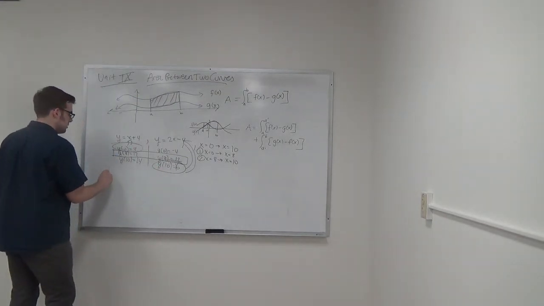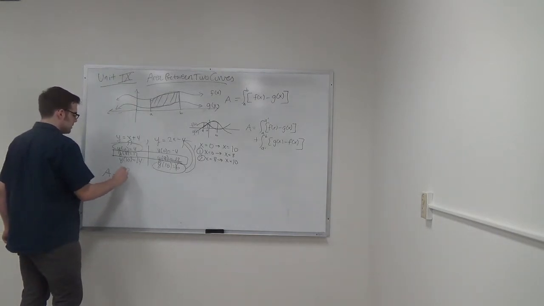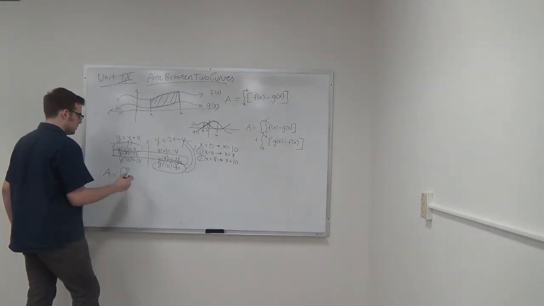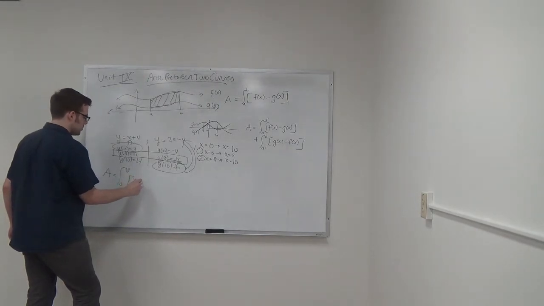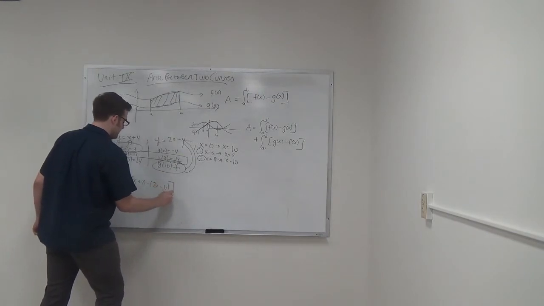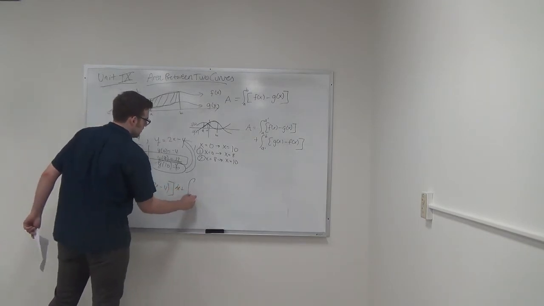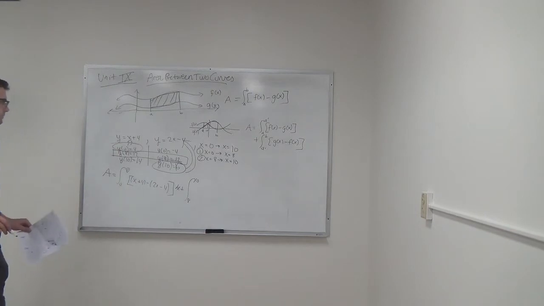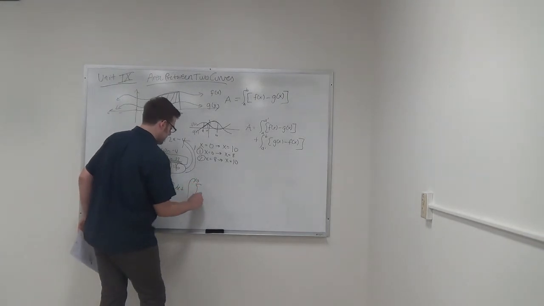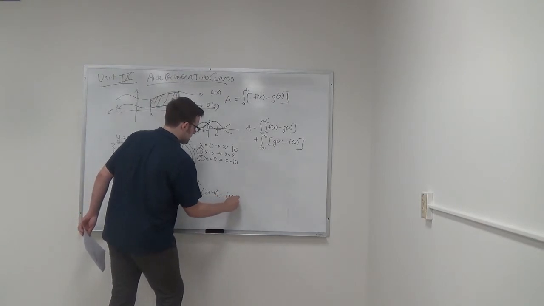So let's do that. The area between these two curves is the integral from 0 to 8 of, this is our dominant, so x plus 4 minus 2x minus 4 dx, plus the integral from 8 to 10 of 2x minus 4 is our dominant here, so 2x minus 4 minus x plus 4.